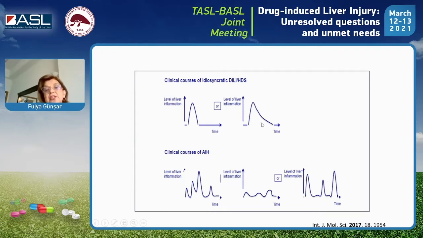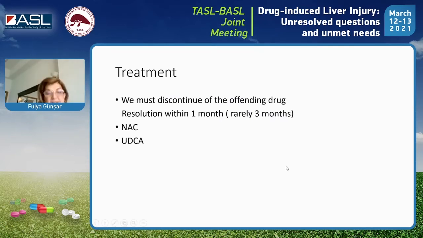But in DILI patients, you can see only one peak, only one attack, because the drug is stopped. If you don't use the drug again and again, you can see only one peak like this. But autoimmune hepatitis, as I mentioned before, the antigenic determinant constantly stimulates the immune system, so you can see some fluctuations like this. How can we treat these patients?